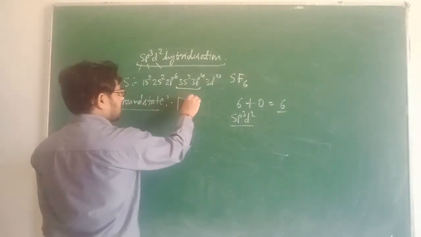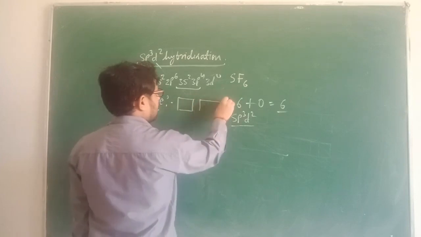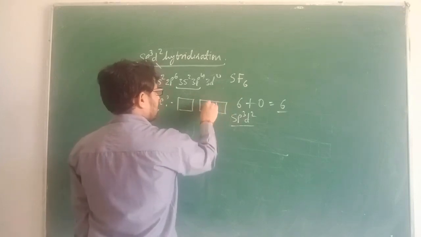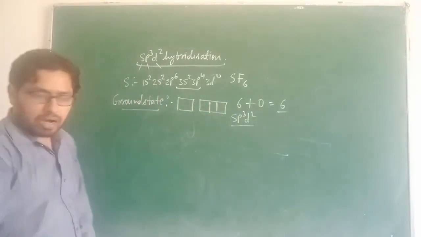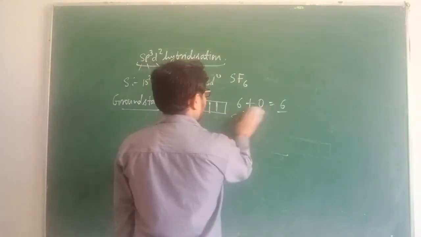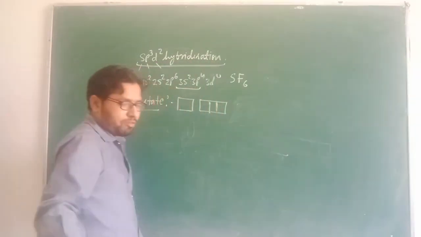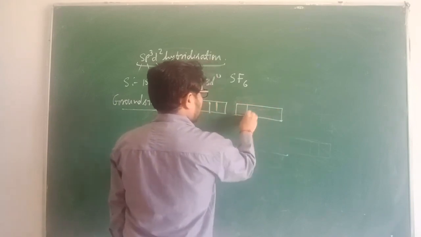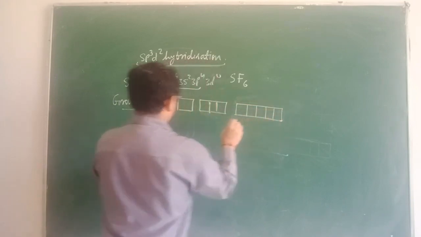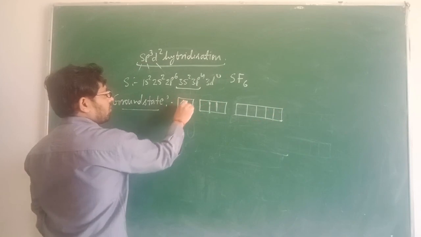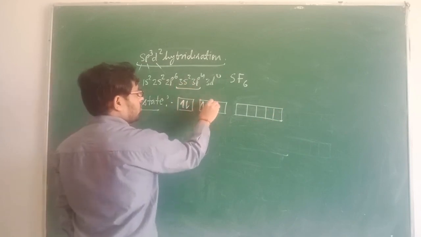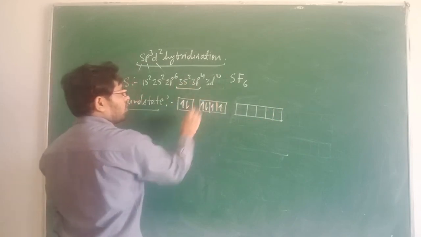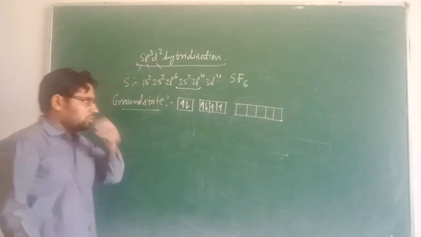This is 3s, then 3p. After that, 5 orbitals for 3d. This is 1, 2, 3, 4, 5. So there are 2 electrons in 3s, 4 electrons in 3p, 1, 2, 3, and 3d is having 0. This is the ground state.